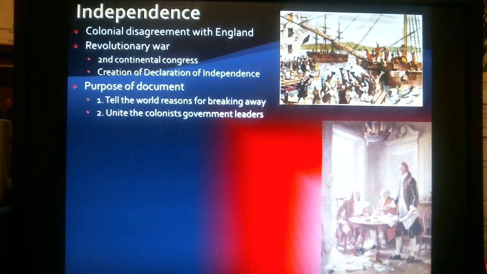The second was to unite the colonists, because here again, many of the colonists were not backing this thing. A lot of colonists were against it, and they broke into the Tories and the Patriots. Families were divided on this issue of whether to stay with England or to break apart.